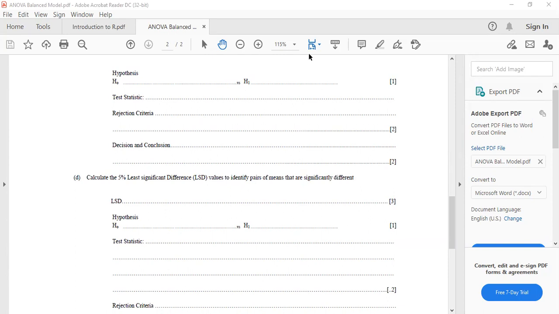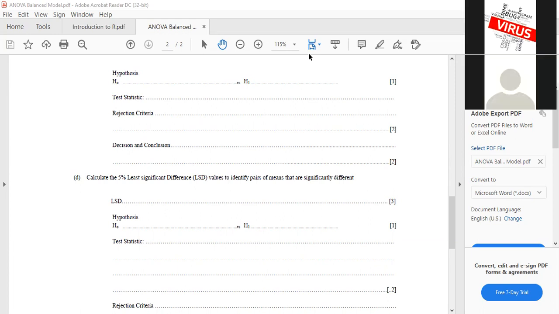That's for CPF. So the question is, you are comparing how many means? You have got 3 brands, right? You compare brand 1 and brand 2, right? You compare brand 1 and brand 3, right? You compare brand 2 and brand 3.